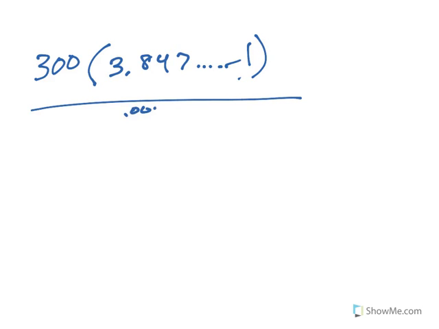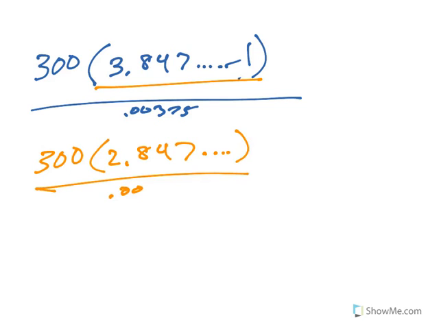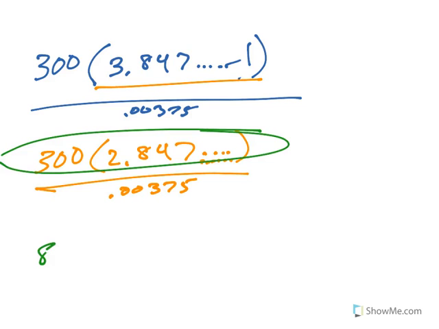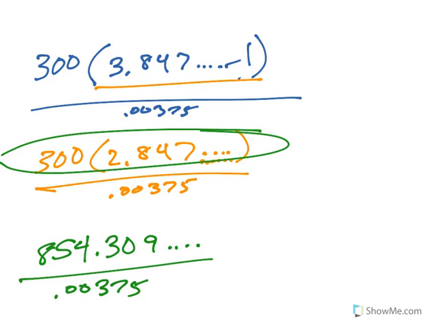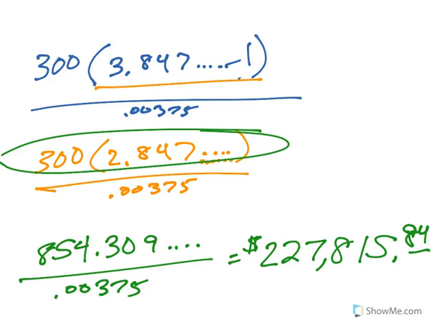So I now have 300 times 3.847, and this goes on forever. And I'm going to subtract 1. And then I'm going to get 0.00375 in the denominator. So I get 300 times 2.847, goes on forever, all over 0.00375. I keep these decimal places because it's important not to round unless you absolutely have to. Now I multiply my numerator, and I get 854.309, again we keep going, all over 0.00375. And then when I finally divide, that gives me $227,815.84. Okay, and that's playing with an annuity.